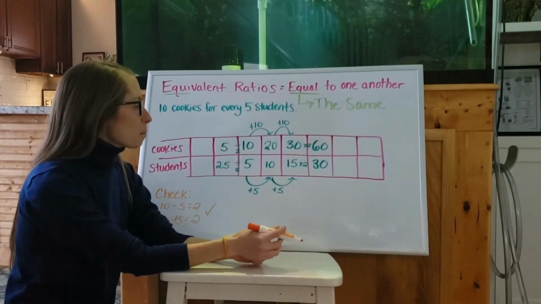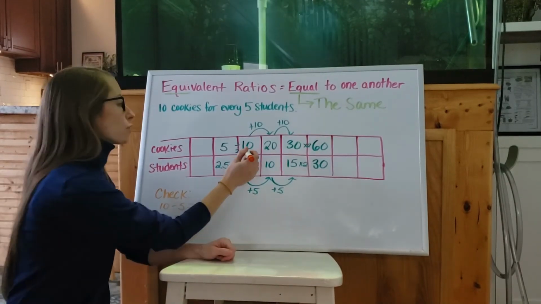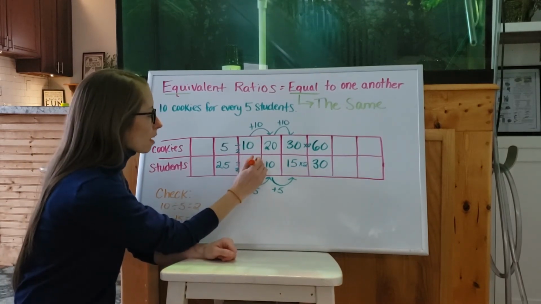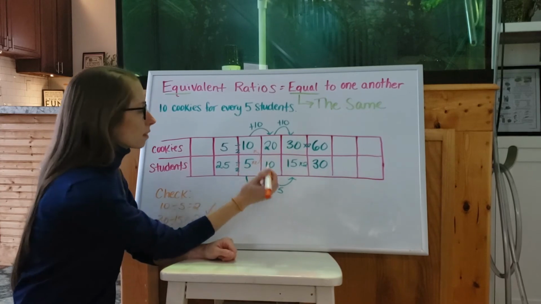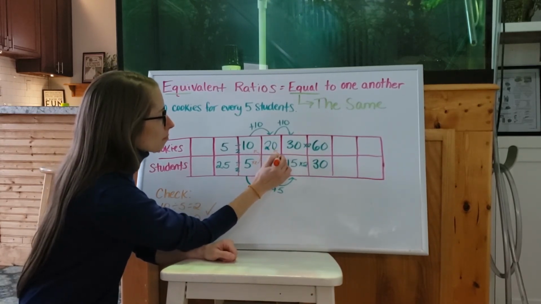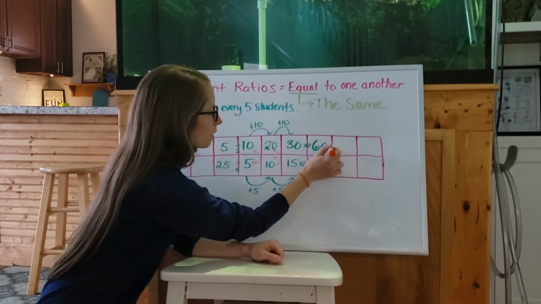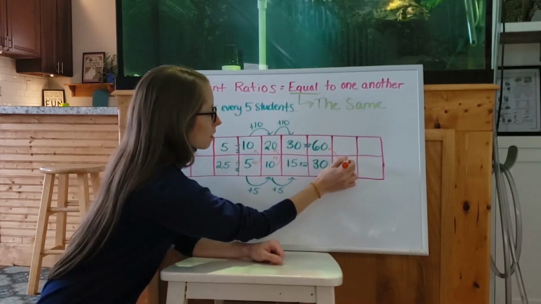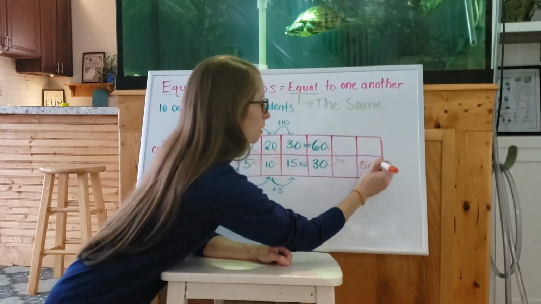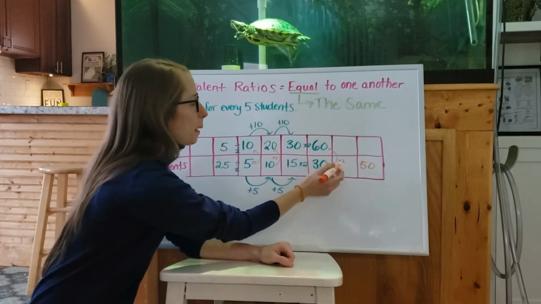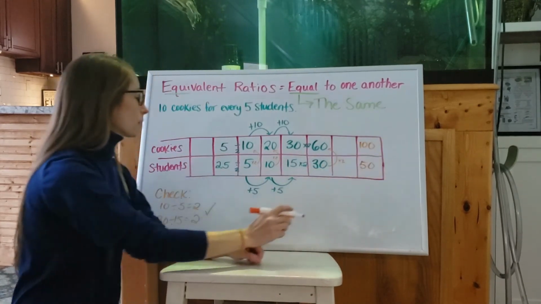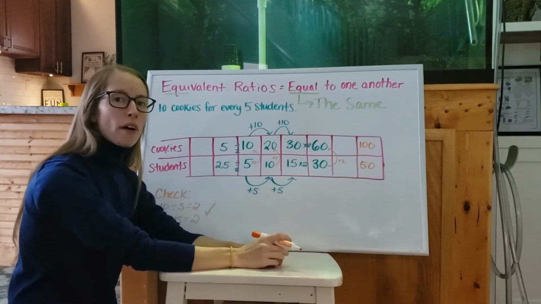You may notice another pattern when you look at a ratio table. So if I look at my 5 here and my 10 here, I know that 5 times 2 gives me 10. 10 times 2 gives me 20. 30 times 2 gives me 60. So if I have a number like 50 on the bottom, I know I can find the top number by multiplying by 2. 50 times 2 gives me 100. So for 50 students, I would have 100 cookies.